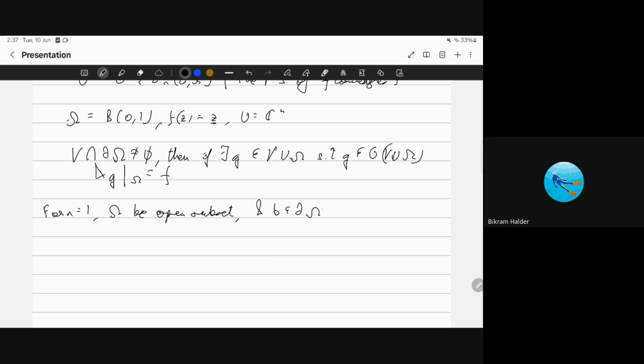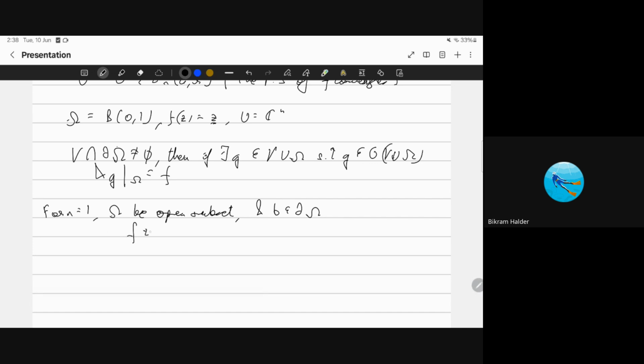And in particular, this is a point which is not in omega because omega is open, and boundary points will not be in the open subset. So we want to show that we can always find a function which cannot be analytically continued.